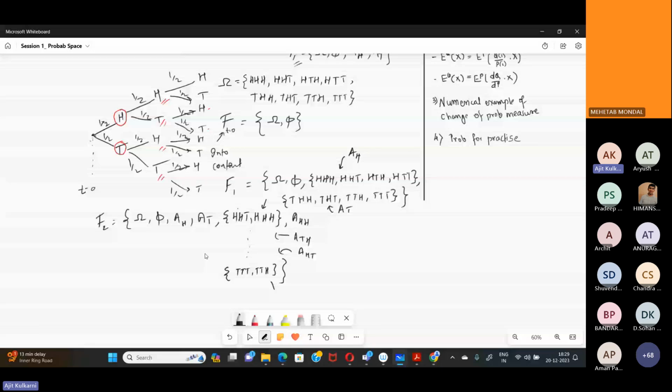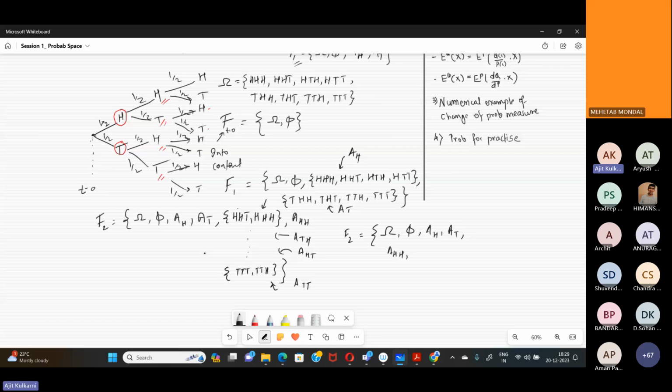So if you were to rewrite F2, F2 is equal to omega, phi, AH, AT, then we have AHH, ATH, AHT, and ATT. Is there any other element which you are missing? Is there anything else that we're missing? Yes, we are missing something.